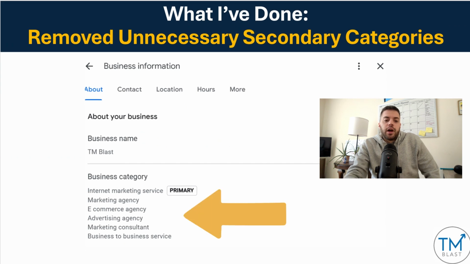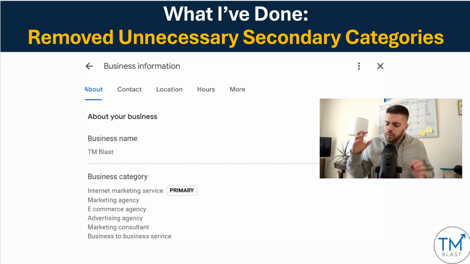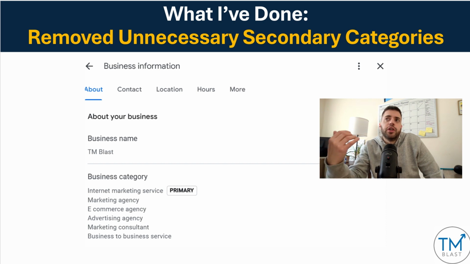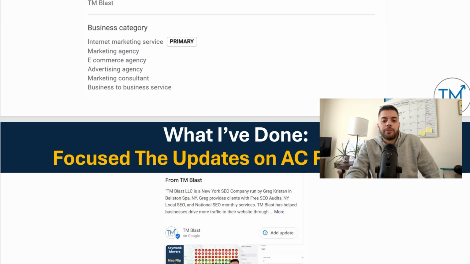Next, I removed unnecessary secondary keywords. For AC repair, it's really easy to have tons of secondary keywords, so I'm trying to keep it really concentrated towards that. I went into their account and removed a lot of unnecessary secondary categories. I thought it was diluting the focus a little bit for their profile. I think that's actually helping them rank a little bit better now.